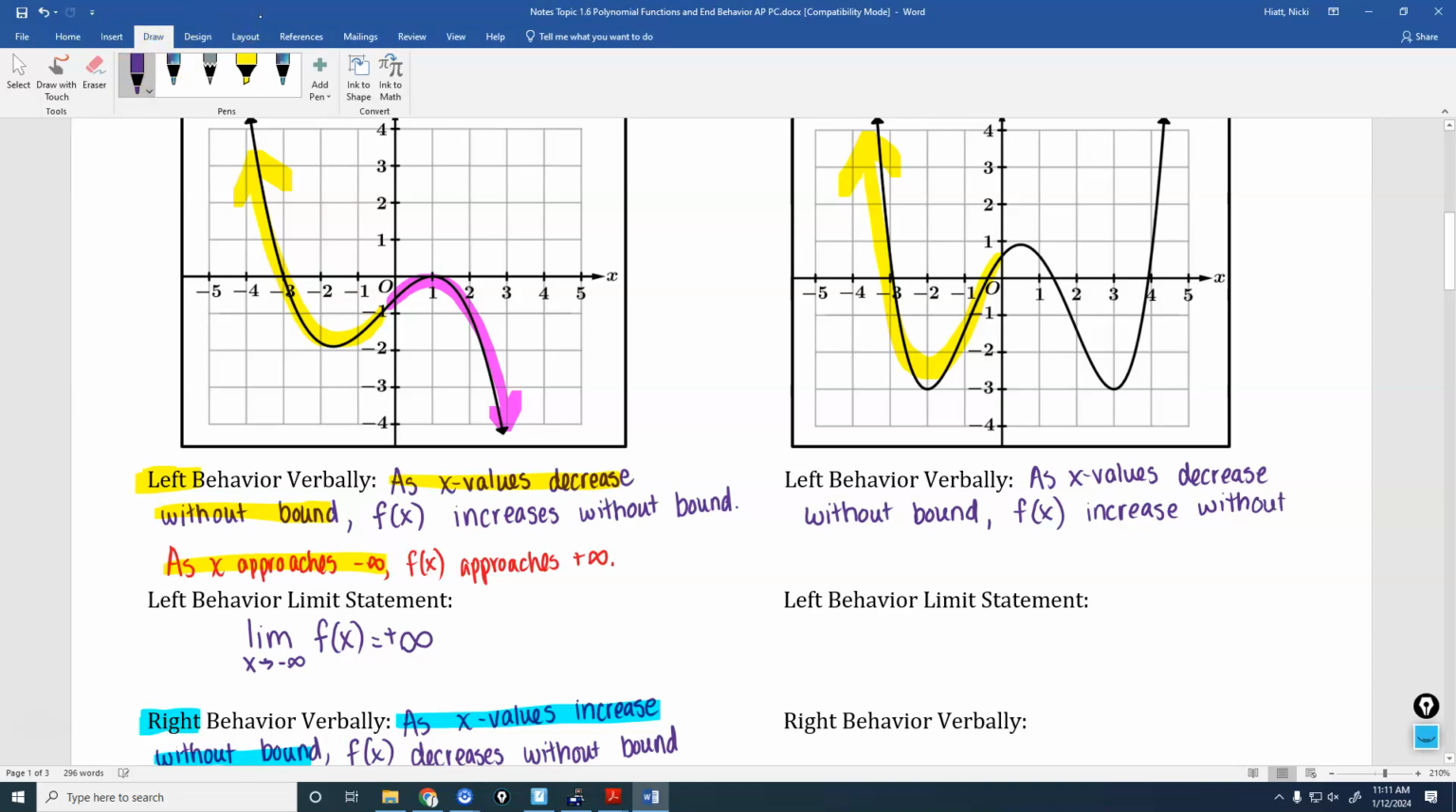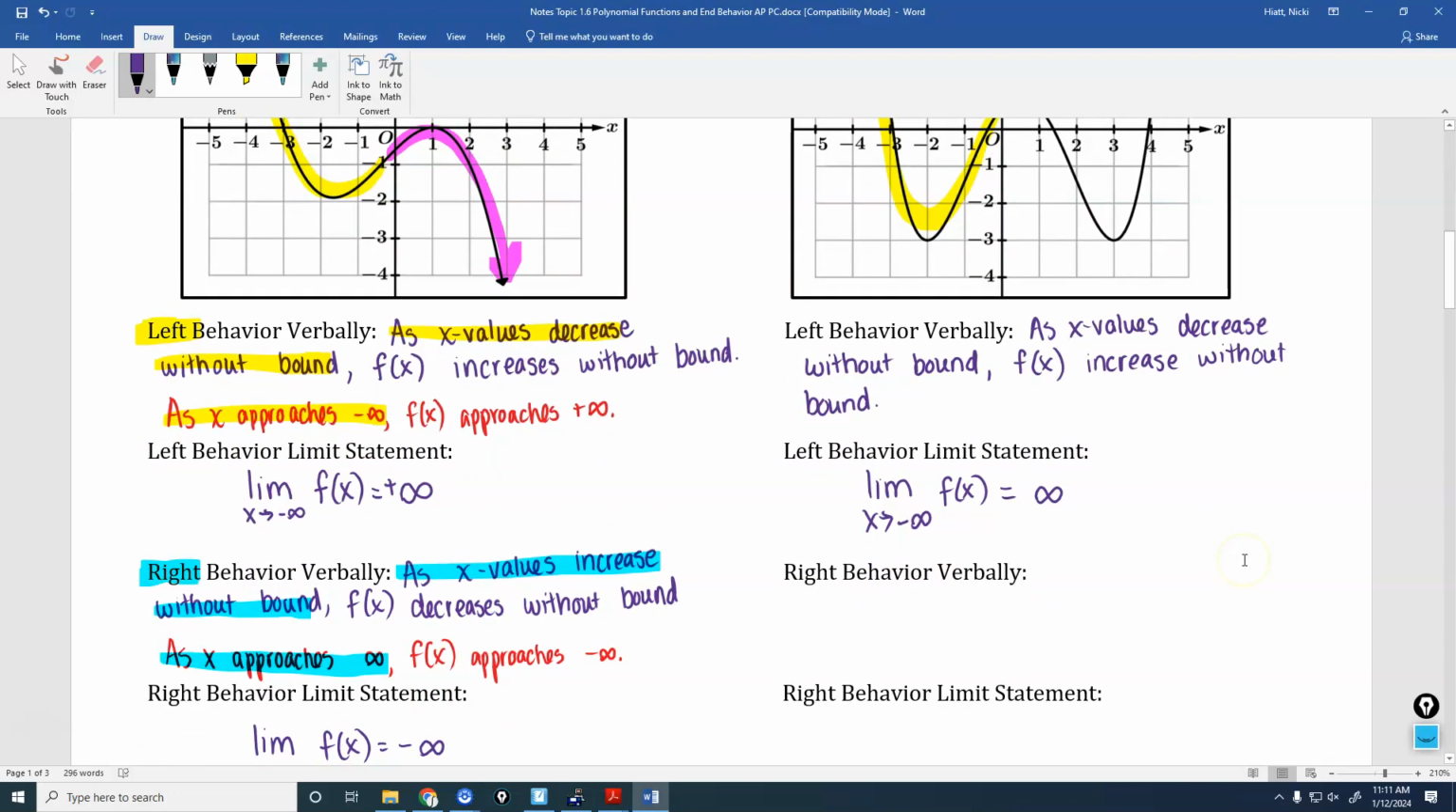Without bound. For limit notation, that would be limit as x approaches negative infinity of f of x equals, and since it's increasing, that's positive infinity. I think pretty much for everything you're going to see in this unit, your answer is positive infinity or negative infinity. If it's going up on that side, it's positive infinity. If it's going down on that side, it's negative infinity. It is possible for them to even out at a number, to have a horizontal asymptote. I just don't think you see that happen on polynomial functions, so we're not going to see it yet.